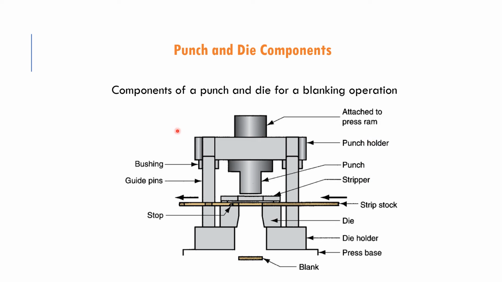Okay, so this is on the top part, together with the bushing and also the guide pin. And then on the bottom part we have the die. There is also the stop, to make sure that the strip is not continuously moving. When it comes to this stop, it will stop, and then the blanking will start. The ram will go down and the punch will punch the blank down, before it starts moving again. And then over here we have the die holder and also the press base.